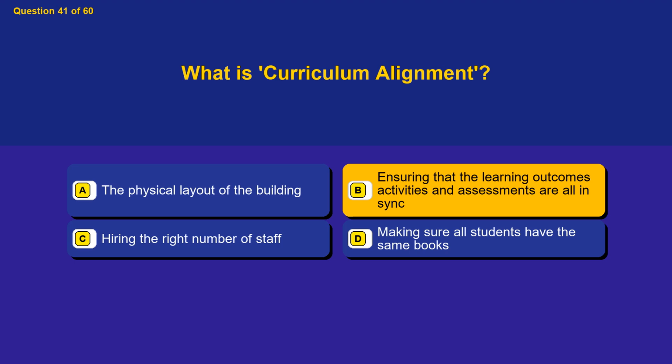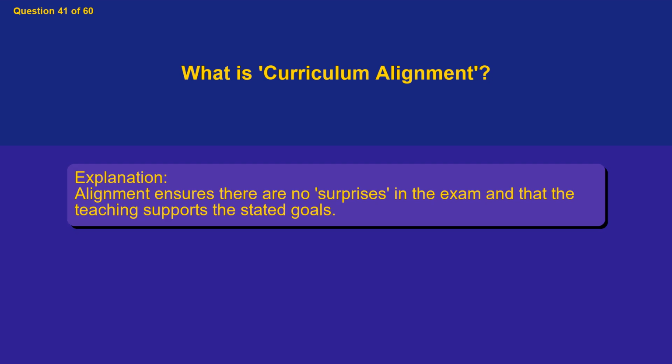The correct answer is option B. Ensuring that the learning outcomes, activities, and assessments are all in sync. Alignment ensures there are no surprises in the exam and that the teaching supports the stated goals.